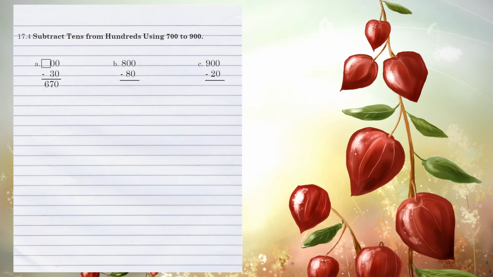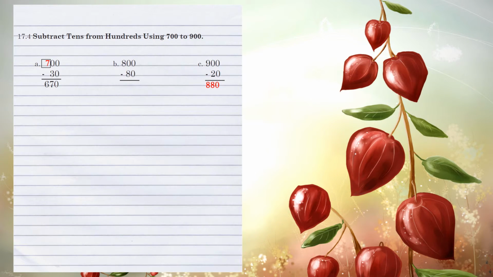Unit 17.4. Subtract tens from hundreds using 700 to 900. Let's look at example A. We have a missing number we want to fill in. Remember, we're subtracting here. So we took 0 minus 0, which is 0. We're good there. Now here we can't take 3 from 0, so we eventually had to borrow. Well, if we look at the answer in our hundreds column, which is a 6, we have to know then that it was a 6 after we borrowed. So before we borrowed, our missing number is a 7.